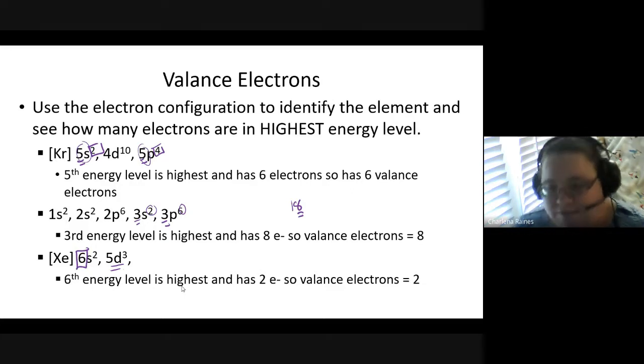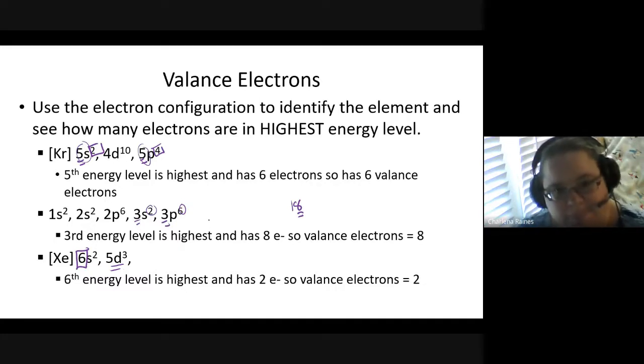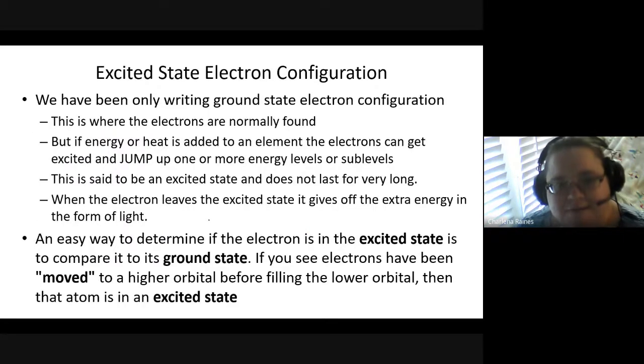But even though they only have 2 valence, they form a variety of charges, which makes our life very challenging when we get to bonding. So long story short, valence electrons: highest occupied energy level, add up the exponents, that'll tell you what it is.